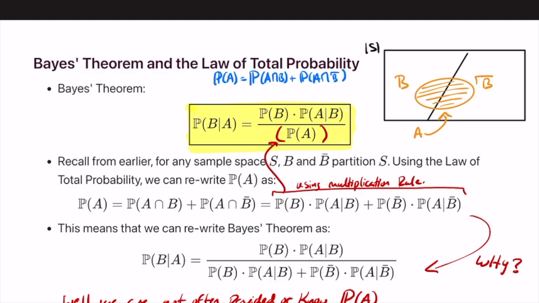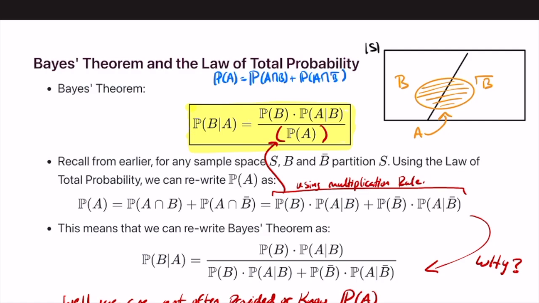And we can usually find out what these things are because we often know what both of these are. We often know the probability of some event B, and the probability of A given B we can find out. And if we can do that, then we can also do that down here. And this is what gives us our probability of A. And if we can figure out both of those, then we can use that to determine the probability of B given A.